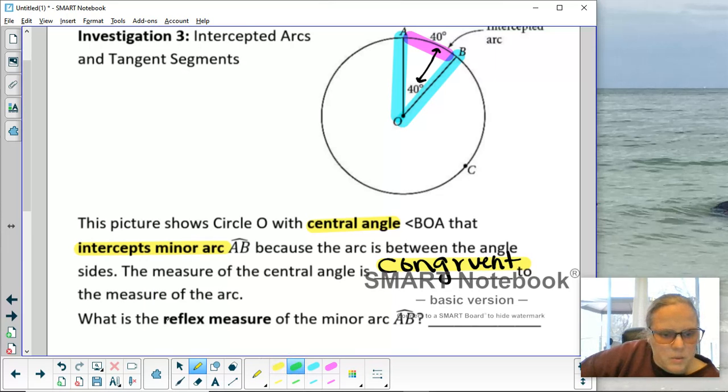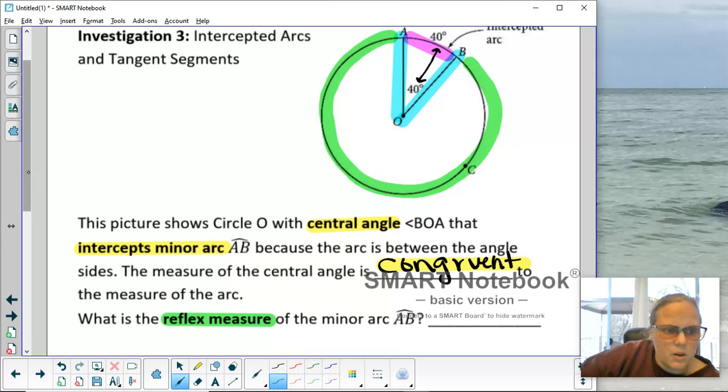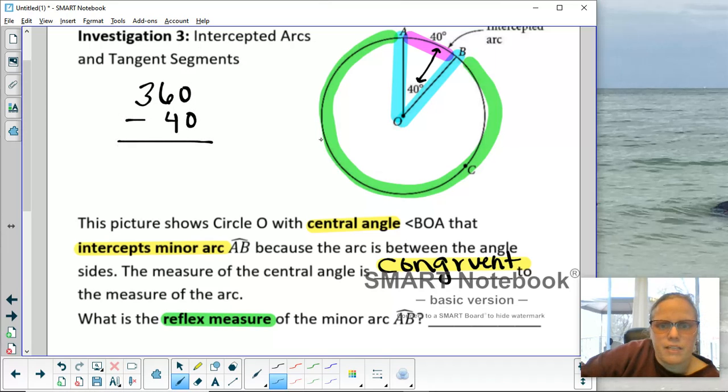Now the next part of this question says, what is the reflex measure of the minor arc AB? The reflex measure is actually the other portion of the circle. So we're looking at this green portion, which is a major arc. If we know that the minor arc is 40 degrees and a full circle is 360, we would just subtract those off to find the reflex measure, which would be 320 degrees.